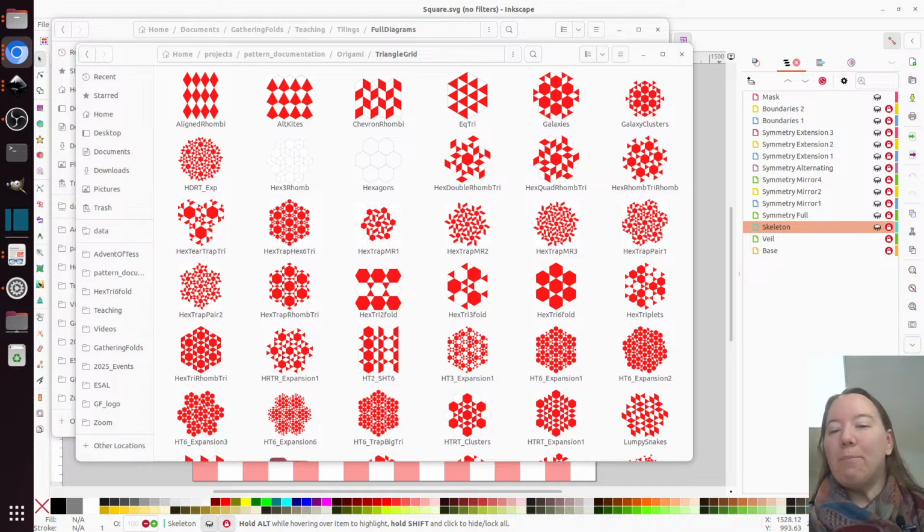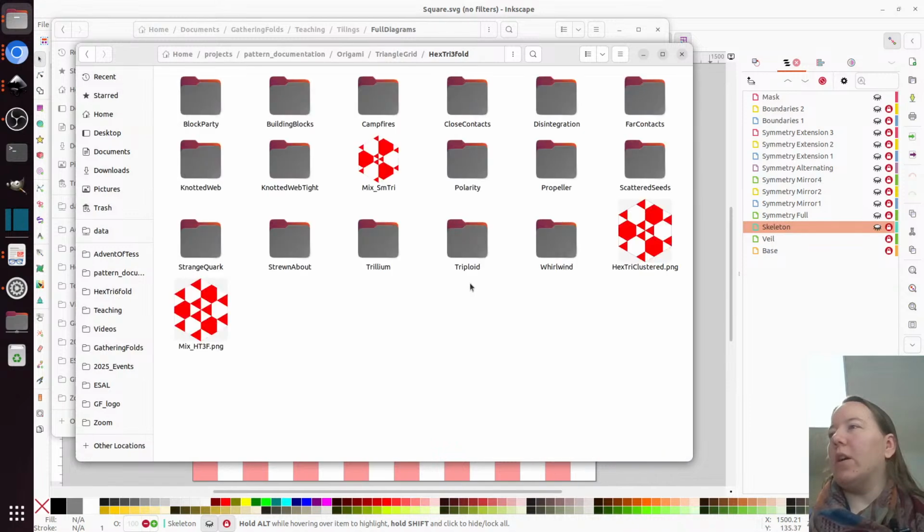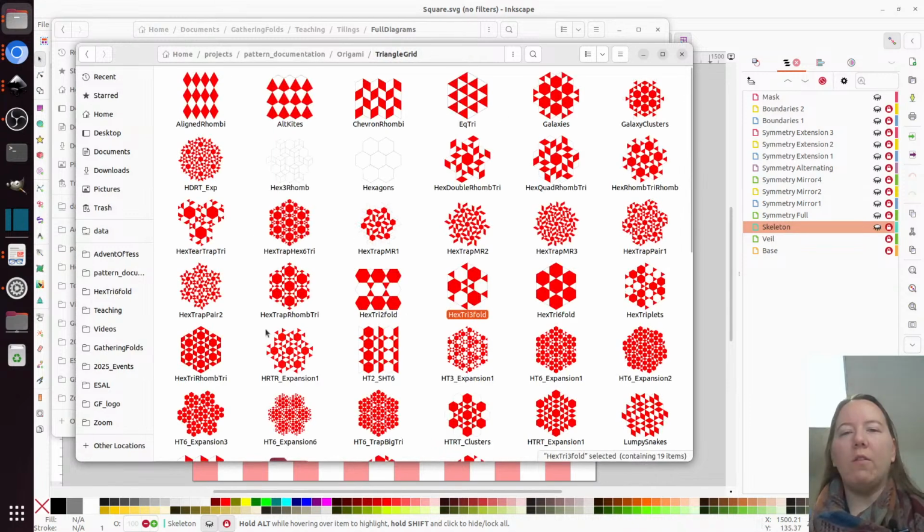So today I'm talking about tiling diagrams for origami tessellations, and just a little bit of background before I start is that each of these folders here, where I've stored my various origami tessellation designs, is showing a tiling. It's showing a way of arranging shapes that can generate many different origami tessellations.